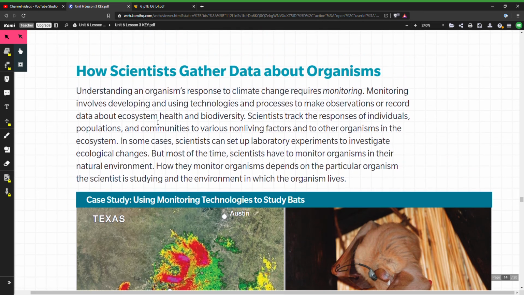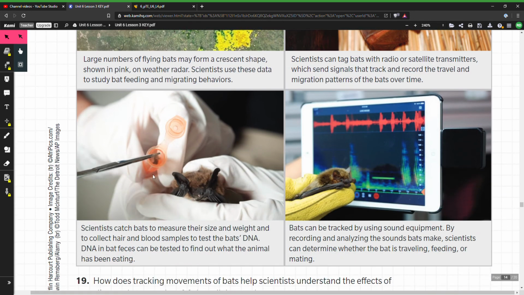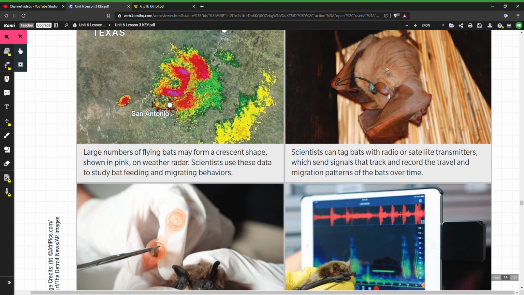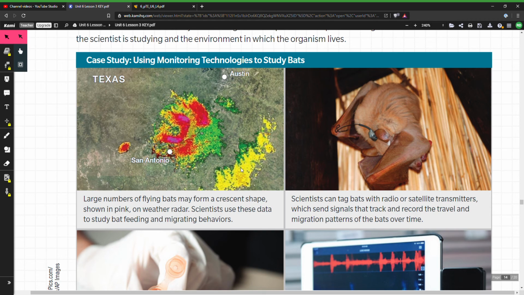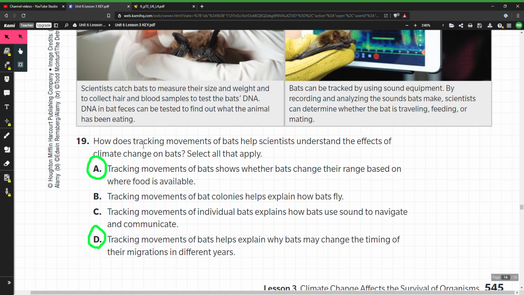So how do scientists gather data about organisms? We can use satellites and radar, we can track animals, we can do tests on particular animals. A lot of times scientists do large scale things like using satellites and weather radar, but then they also go into the field and actually track certain individuals. So how does tracking the movement of bats help scientists understand the effects of climate change on bats? Tracking the movement shows whether bats change their range based on where food is available. That would be an effect of climate change on bats.